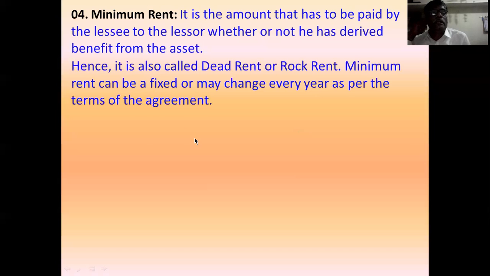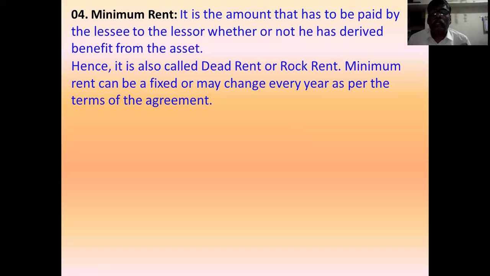Hence it is also called dead rent. The minimum rent is also called dead rent or rock rent. Sometimes you call it minimum rent, sometimes dead rent, sometimes rock rent. This point you clear: what is royalty and what is minimum rent? There is a lot of difference. These two are very important terms for calculation of royalty and preparation of accounts.